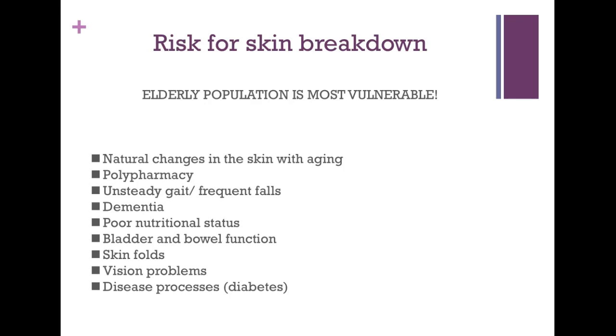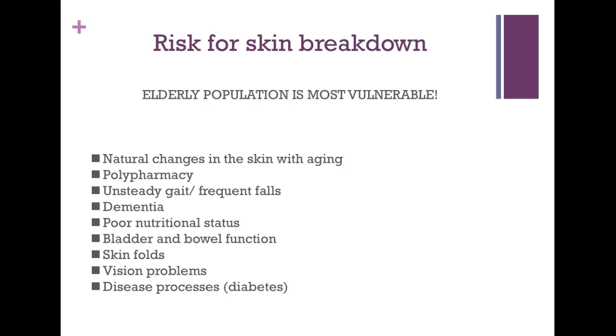With age, there are naturally occurring changes in the skin. The skin starts to thin. It becomes more fragile. It tears very easily. Also with the elderly, there's an issue with polypharmacy, which means that they are many times on a lot of different medications that can impact skin integrity.